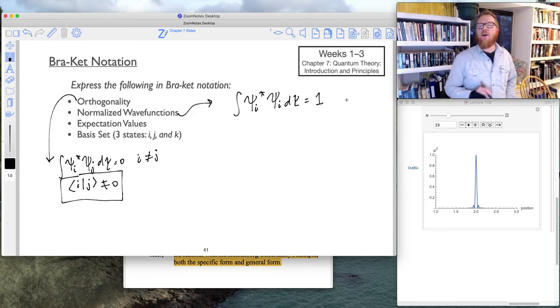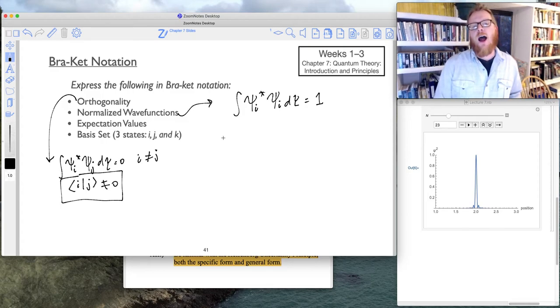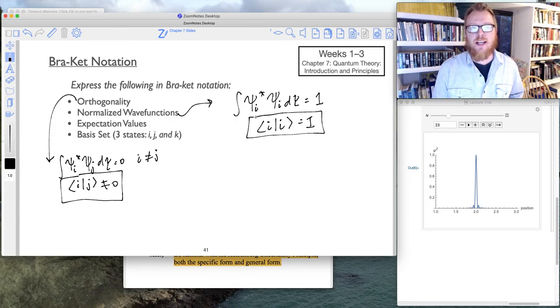So this just tells me the wave functions are normalized. We know that to find the normalization constant, I would put an N squared out there, and that would allow me to find the normalization constant. But if I just want to tell my audience I have a normalized wave function, I can simply write i i equals 1. And just this simple notation tells me a wave function of state i is normalized. All I've got to do. Brilliant.